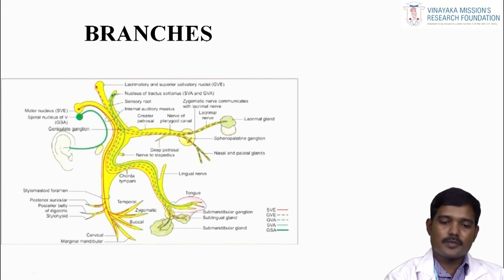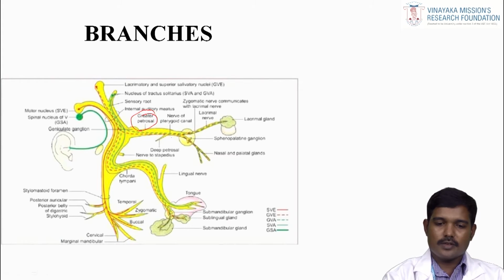So the first branch from the geniculate ganglion gives the greater petrosal nerve. This greater petrosal nerve combined with the deep petrosal nerve forms the nerve to pterygoid canal. This nerve to pterygoid canal gives preganglionic fibers to the pterygopalatal ganglion. Then it gives the lacrimal nerve and lacrimal gland.